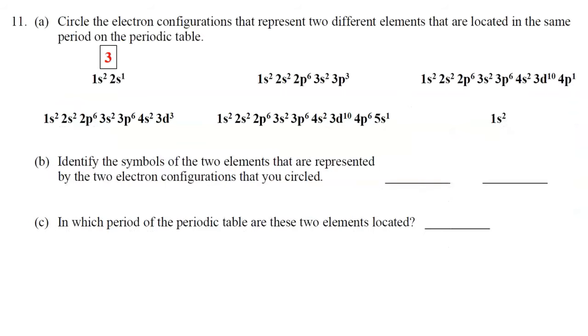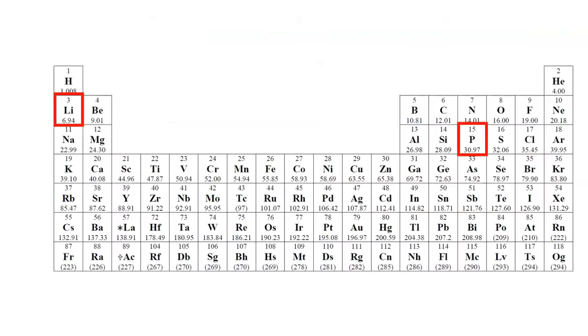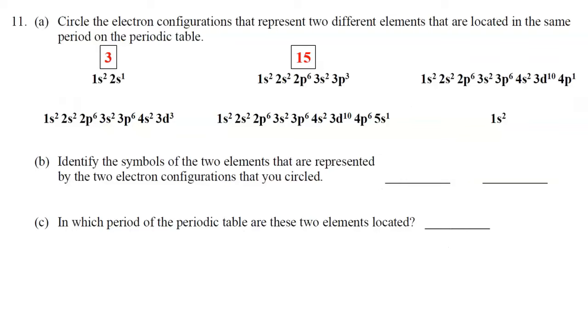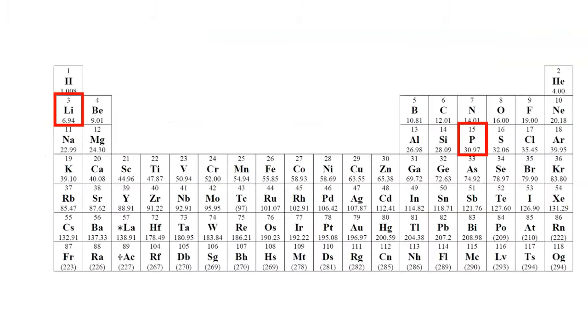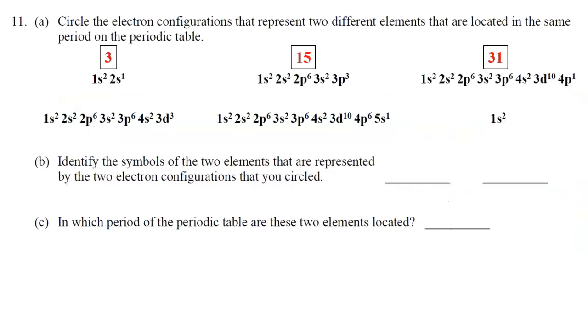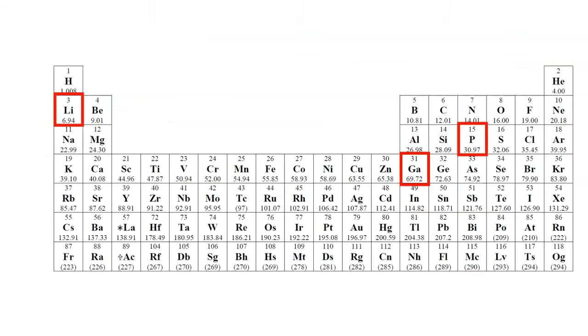In our next electron configuration, 1s2, 2s2, 2p6, 3s2, 3p3, that's a total of 15 electrons, and that would represent the element phosphorus, which has the symbol P. Moving on to the next electron configuration, if we add up the total number of electrons, it turns out to be a total of 31, and that would represent the element gallium, which has the symbol Ga. Our next electron configuration has a total of 23 electrons, and that would represent the element vanadium, which has the symbol V.